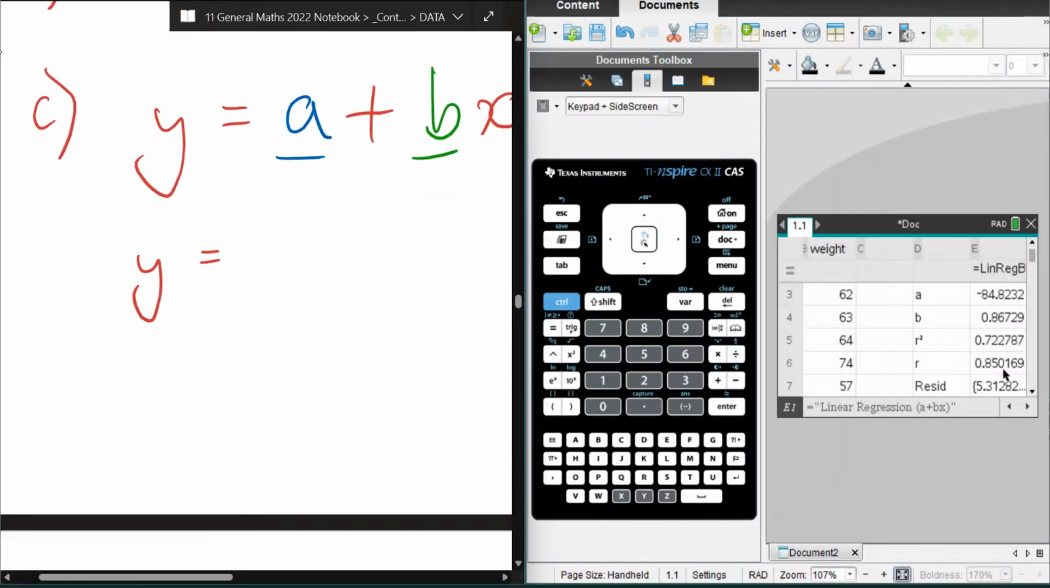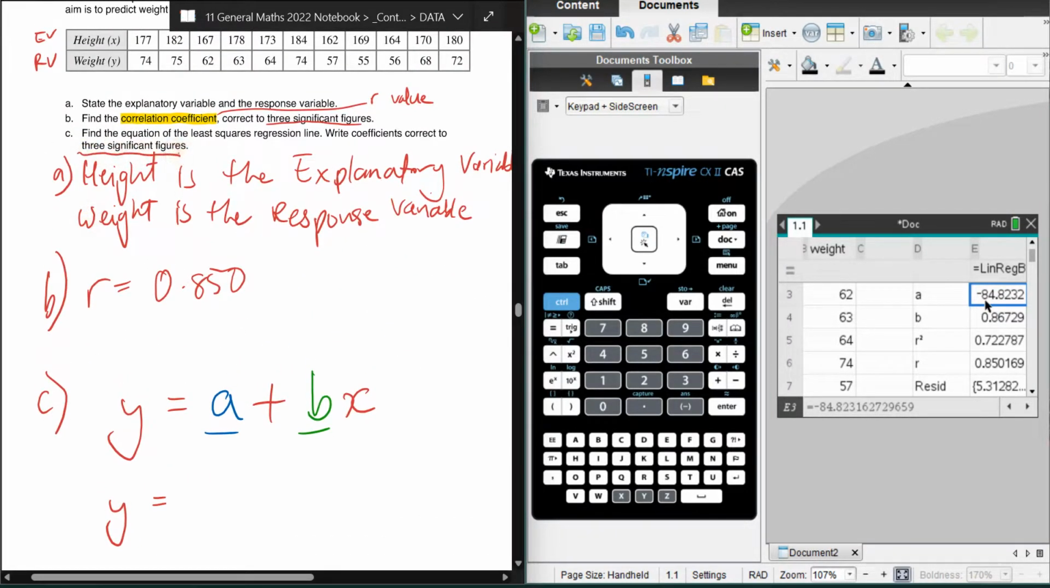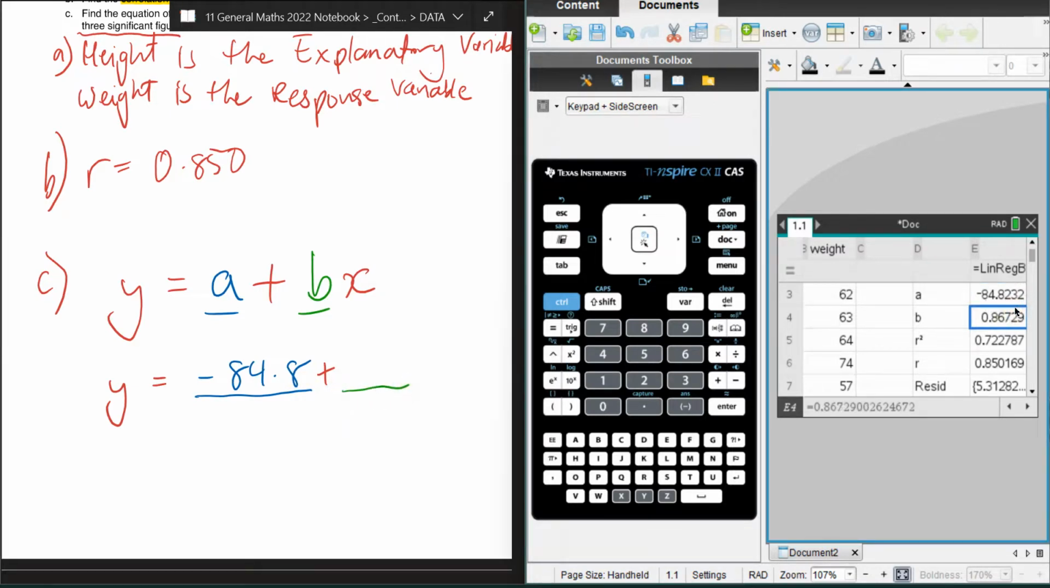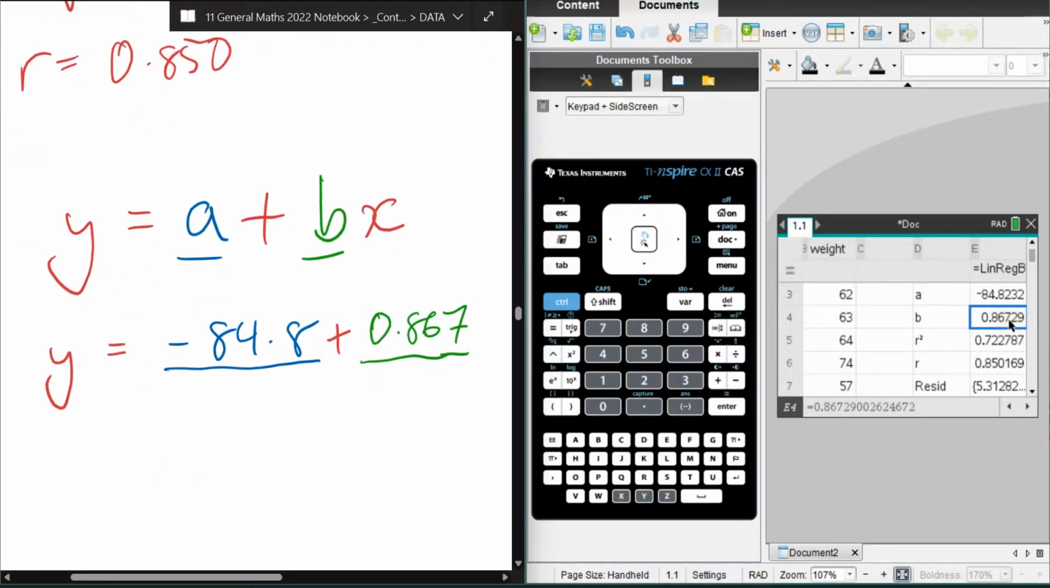If you look at your calculator, you'll see that A is negative 84.823. Just adhere as well to what it says. It wants 3 sig figs, so 3 important numbers. Negative 84.8. Okay, we'll go with that. Plus, and then we change the B value. So that's A, then we change B. According to this, B is 0.867, and he wants 3 important numbers. So we'll just go with 0.867. We don't need to round it because that 2 will not affect that 7. And then X.